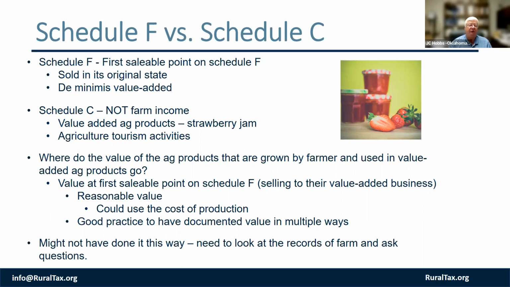Again, there are no hard and fast rules on how that's valued. A reasonable value should be applied. That could be the cost of production, or what you would have sold those for if they had gone straight to the market versus being processed into jam. Again, there are no hard and fast rules. It would be nice if there were, but the real issue comes back to making sure you have documented the value, and be sure to keep that documentation handy with the tax return, just in case you're ever asked or audited.